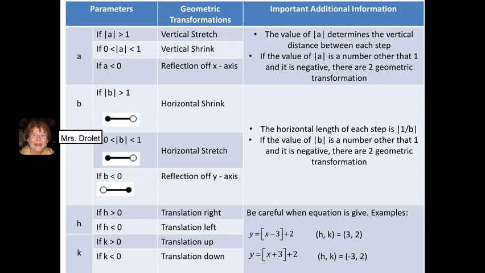What you see on the board is the filled-in chart for the geometric transformations for greatest integer functions. Determining parameters a, b, h, and k will help you determine the geometric transformations and the important information that you need.